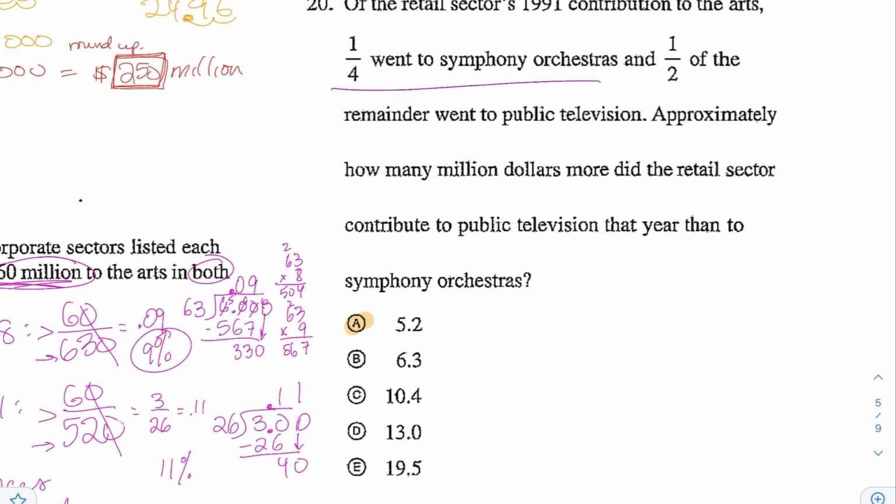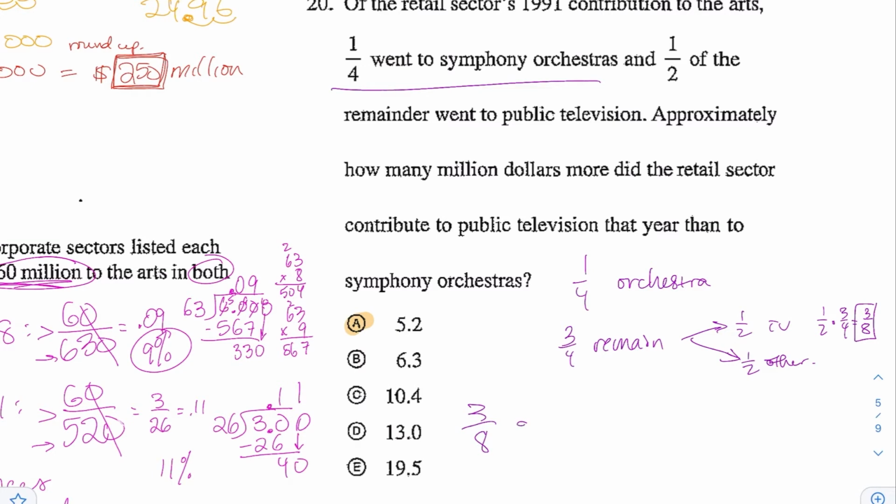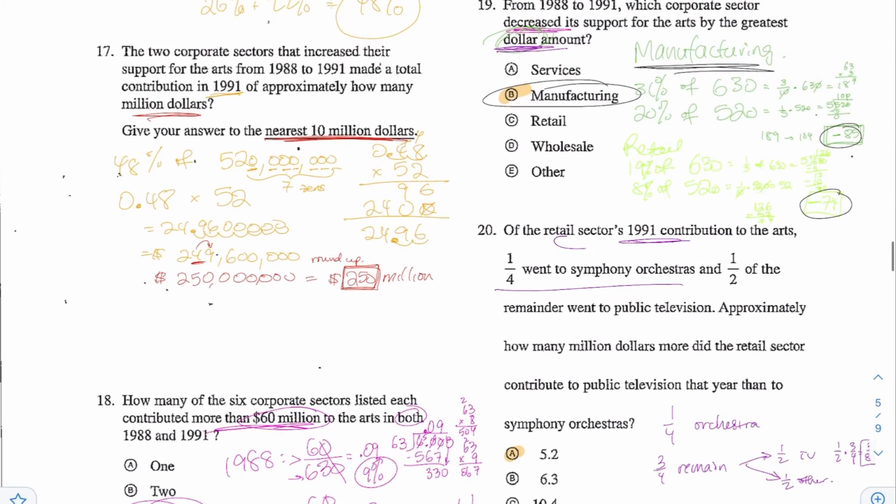So first, you know that 1/4 went to the orchestra, and that leaves 3/4 remaining. But out of this 3/4 that remains, half of it went to public television. And the other half, you don't know where it went, so you can just say other. So you only hear about the half that went to TV. So that's going to be 1/2 of 3/4, which is going to be 3 out of 8. So that's going to be the fraction. You want 3/8 of the 1991 contribution to the arts for the retail sector.